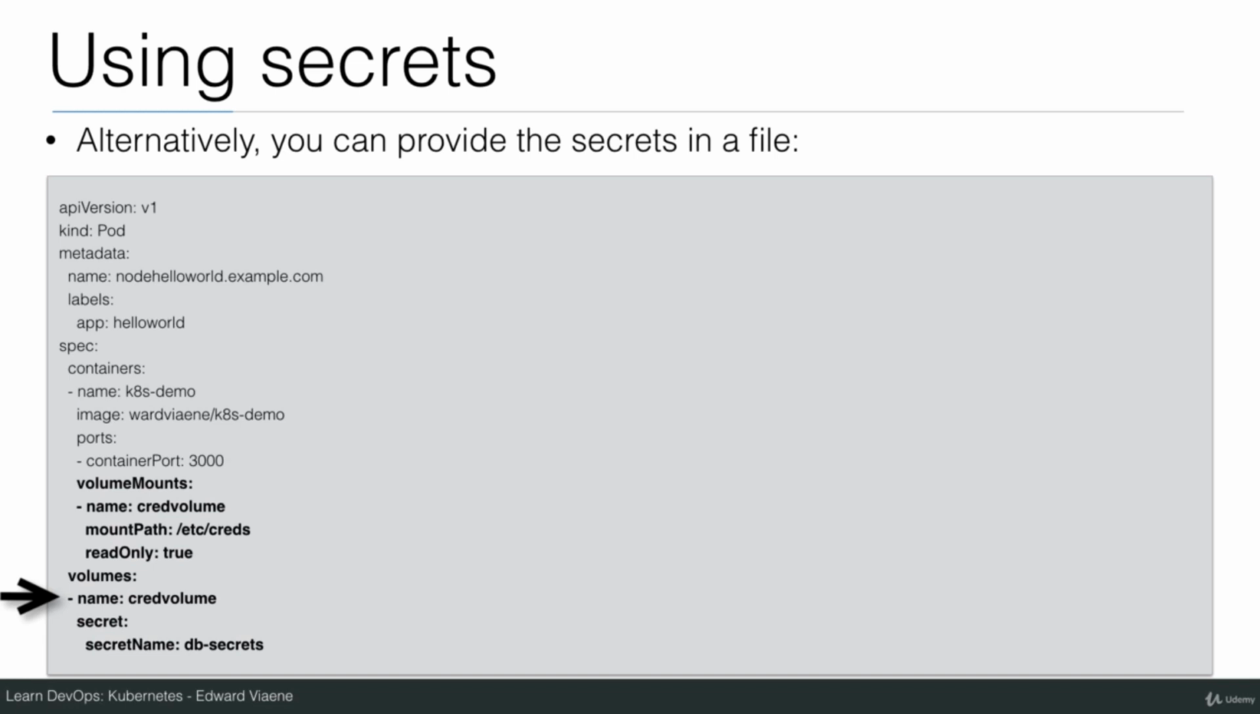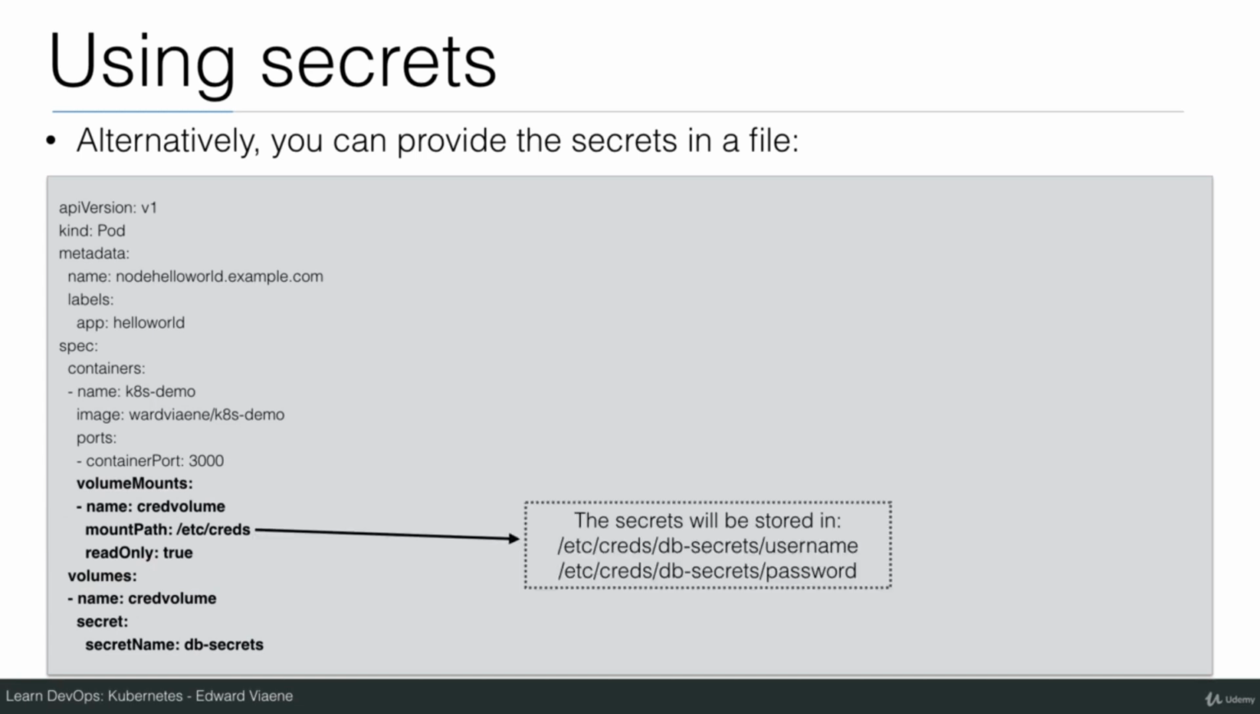This volume exists of secrets. So you're going to say secret with a secret name, database secrets. All the keys and values of database secrets will now be put in this /etc/creds folder, and the secrets will be stored in /etc/creds, database secrets, the name of the secret, and then the keys. You have the key username and password, so you will have two files, username and password, that the application can then read. The only thing that the application needs to do is read those files, and it can then use the secrets within the application.